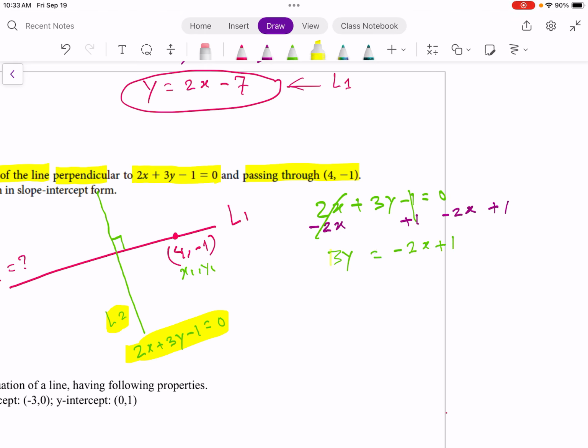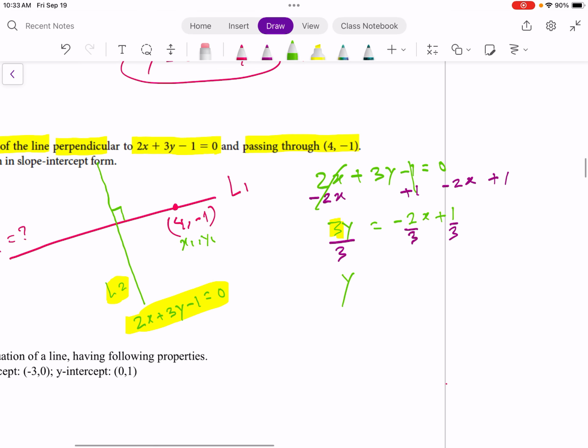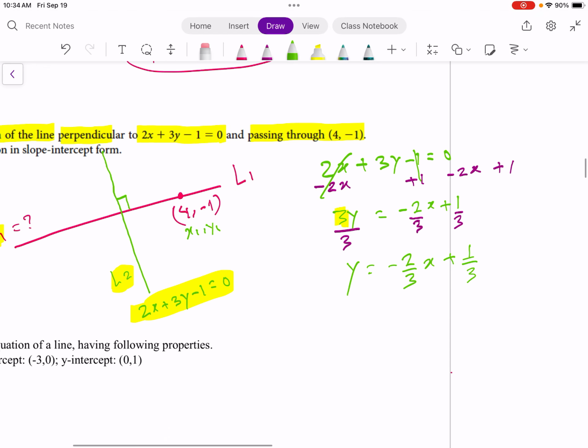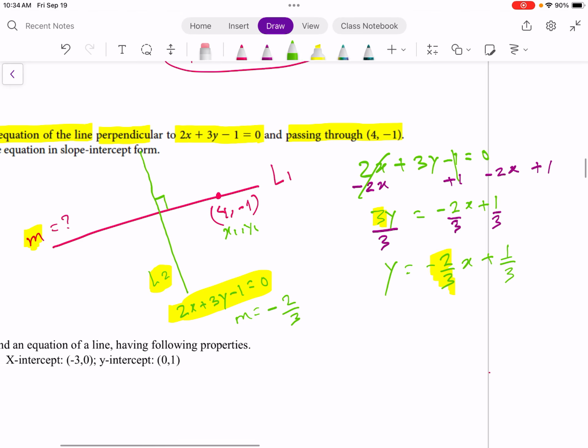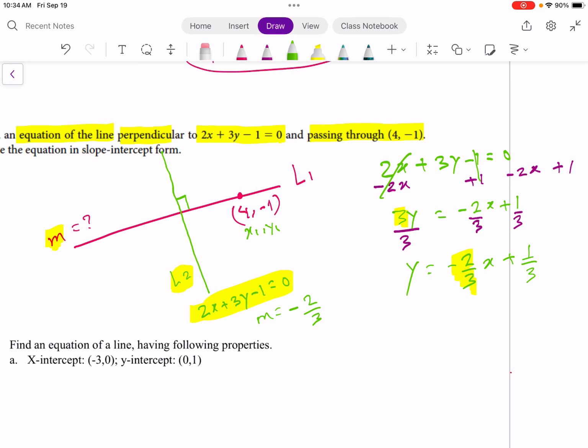Now we still need to get rid of 3. For that, you divide each term, okay? Make sure you are dividing each term on both sides. And we have y equals negative 2 over 3 x plus 1 over 3. Now what is the slope of line L2? Its slope is whatever number you have in front of x, which is negative 2 over 3. So negative 2 over 3 is the slope of line 2.